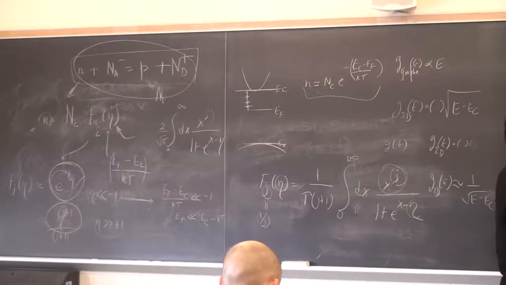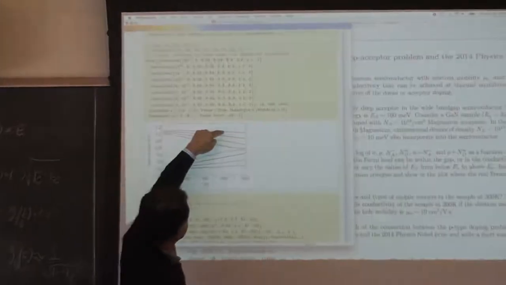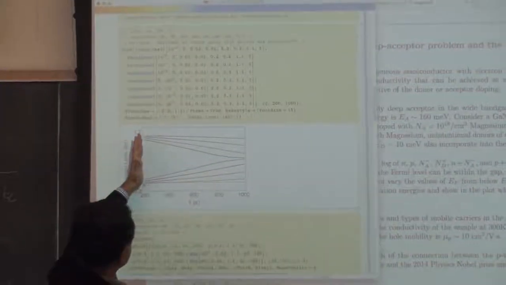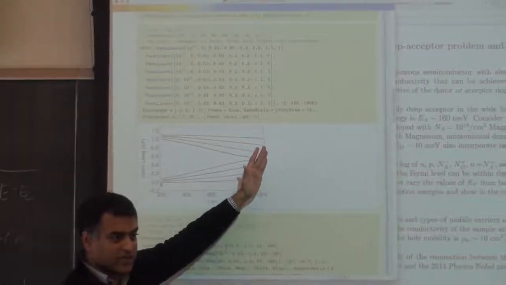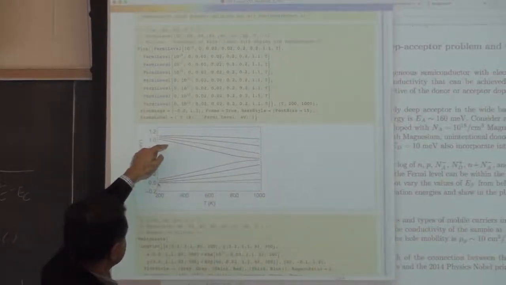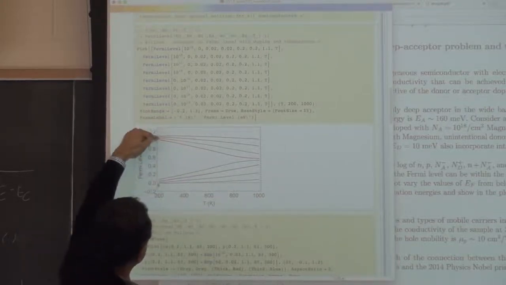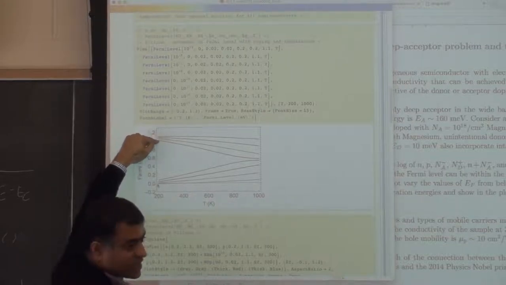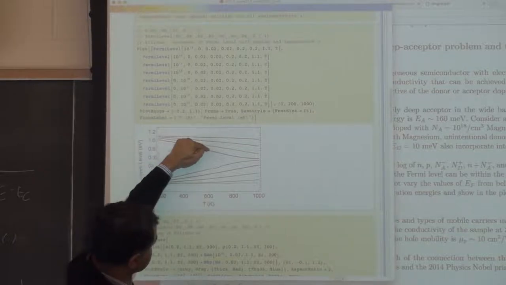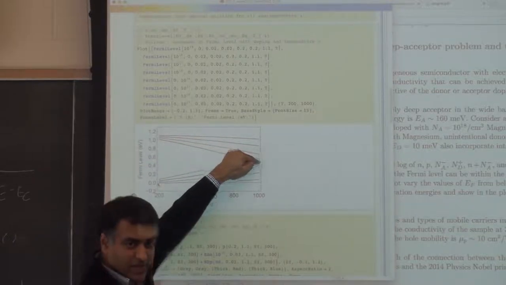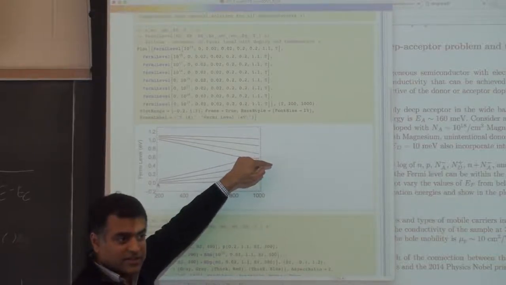So if I have extremely light n-type doping, this is the top line, and I'm plotting it versus temperature, so it also depends on temperature. Where is the Fermi level? For very, very light doping, this is the Fermi level. You can see it starts out a little further from the conduction band, and then as I heat up, the Fermi level starts going towards the middle of the gap. And why is that? Because the intrinsic carriers are getting activated.